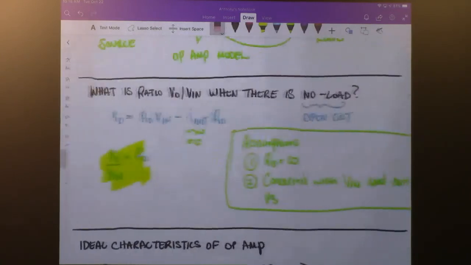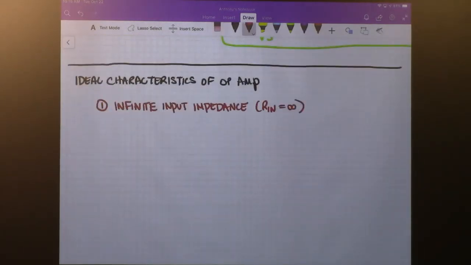Second ideal characteristic is... and I'm going to say one little adjacent thing here. If the input impedance is infinite, that means that the input current will be 0. That's not a different characteristic. That's just a side effect of that characteristic, right? Any path that has an infinite impedance won't have any current flowing through it. It's an open circuit.